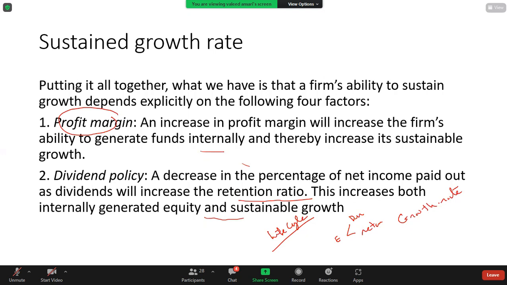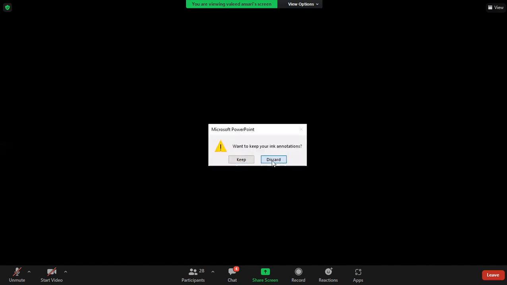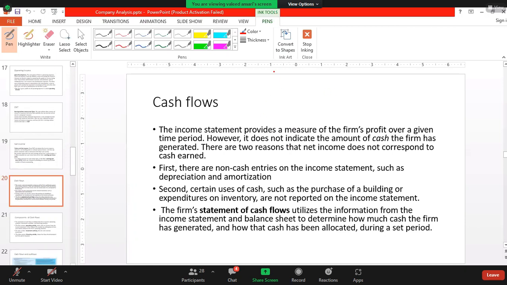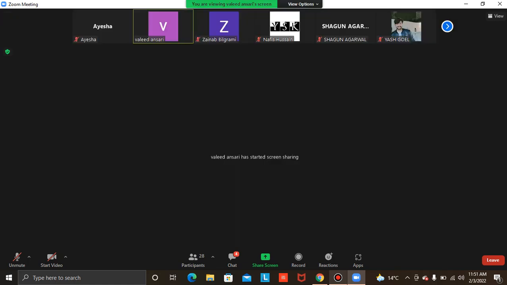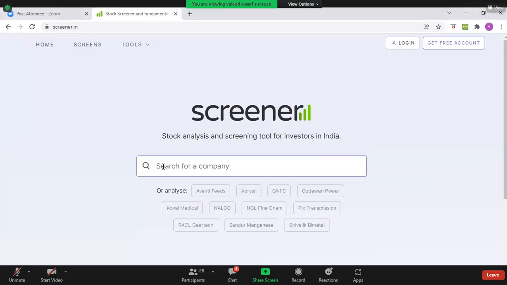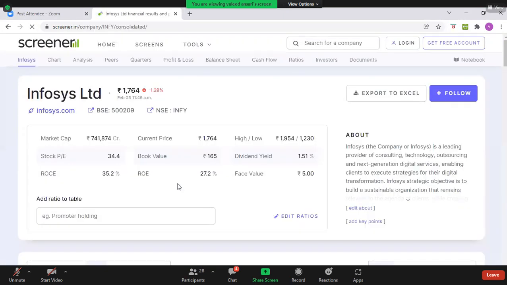And let me just show you something else. There are various sites, like Yahoo Finance and others. For example, there is a site, Screener. If you want to know about the performance of a company, let us say I type Infosys.